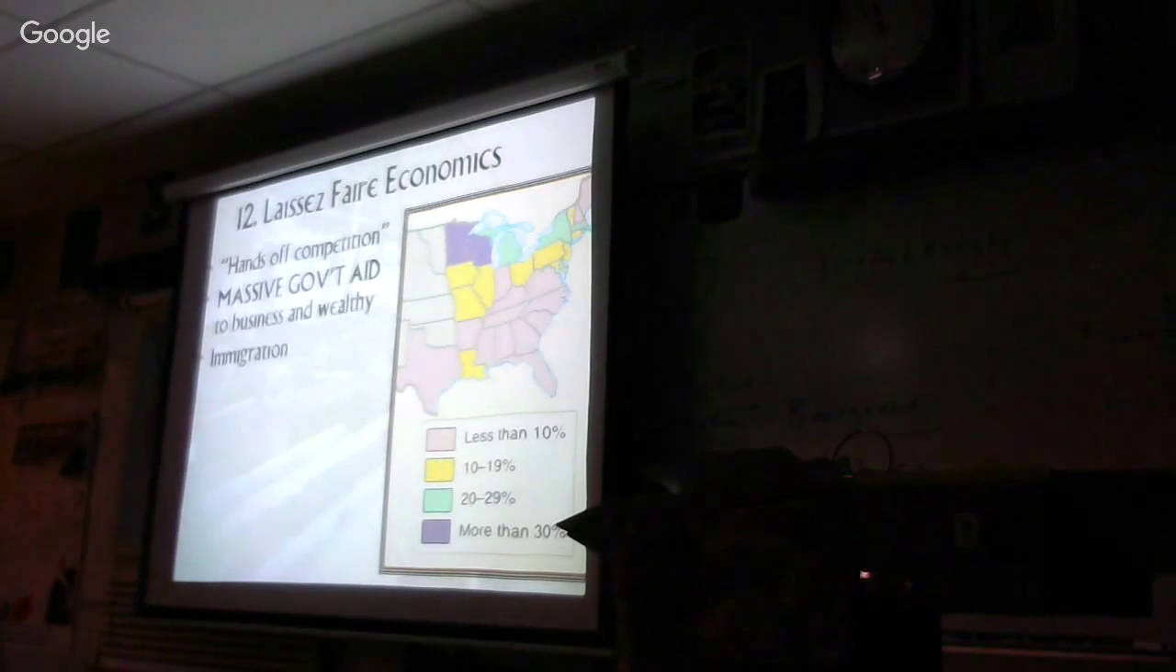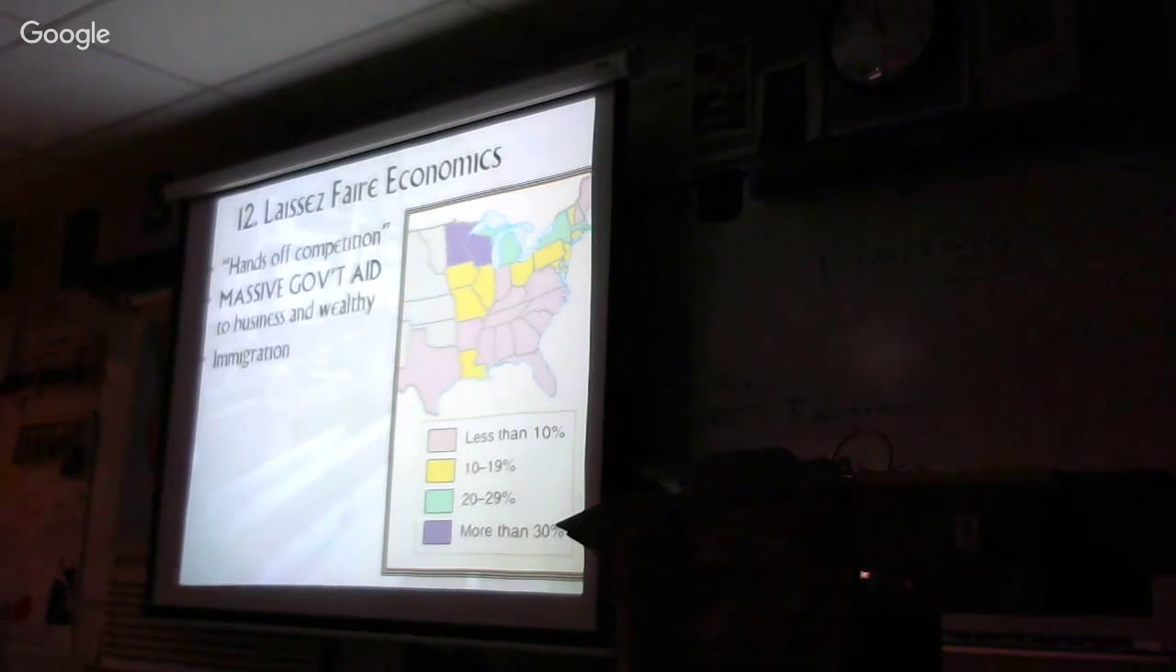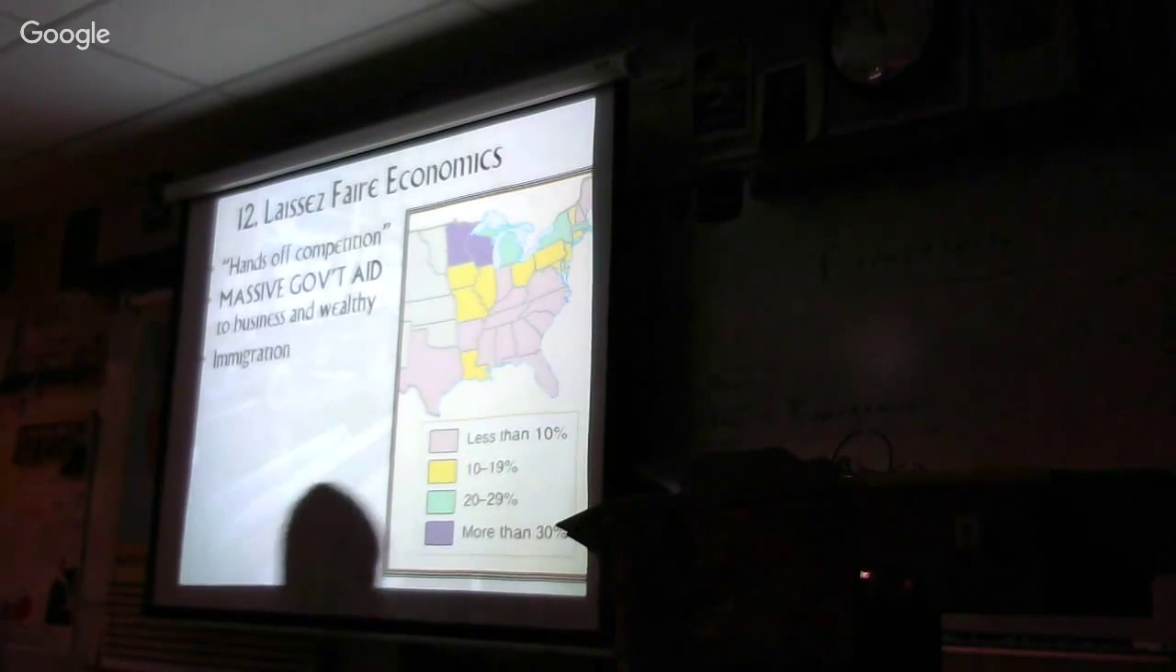But immigrants do two things. First off, immigration actually increases the market, so more profit. But immigrants also do one other thing. You know what it is? In the short run, what does it do to wages? Drops wages. Drops wages, lowers costs.